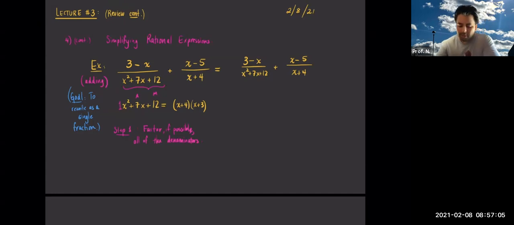So if possible, factor all the denominators. That's step number 1, and we did step number 1. And I just rewrote it when I should have factored. So this should be x plus 4, x plus 3. Okay, good. So now we factored everything that we possibly could. Now, what is the second step?